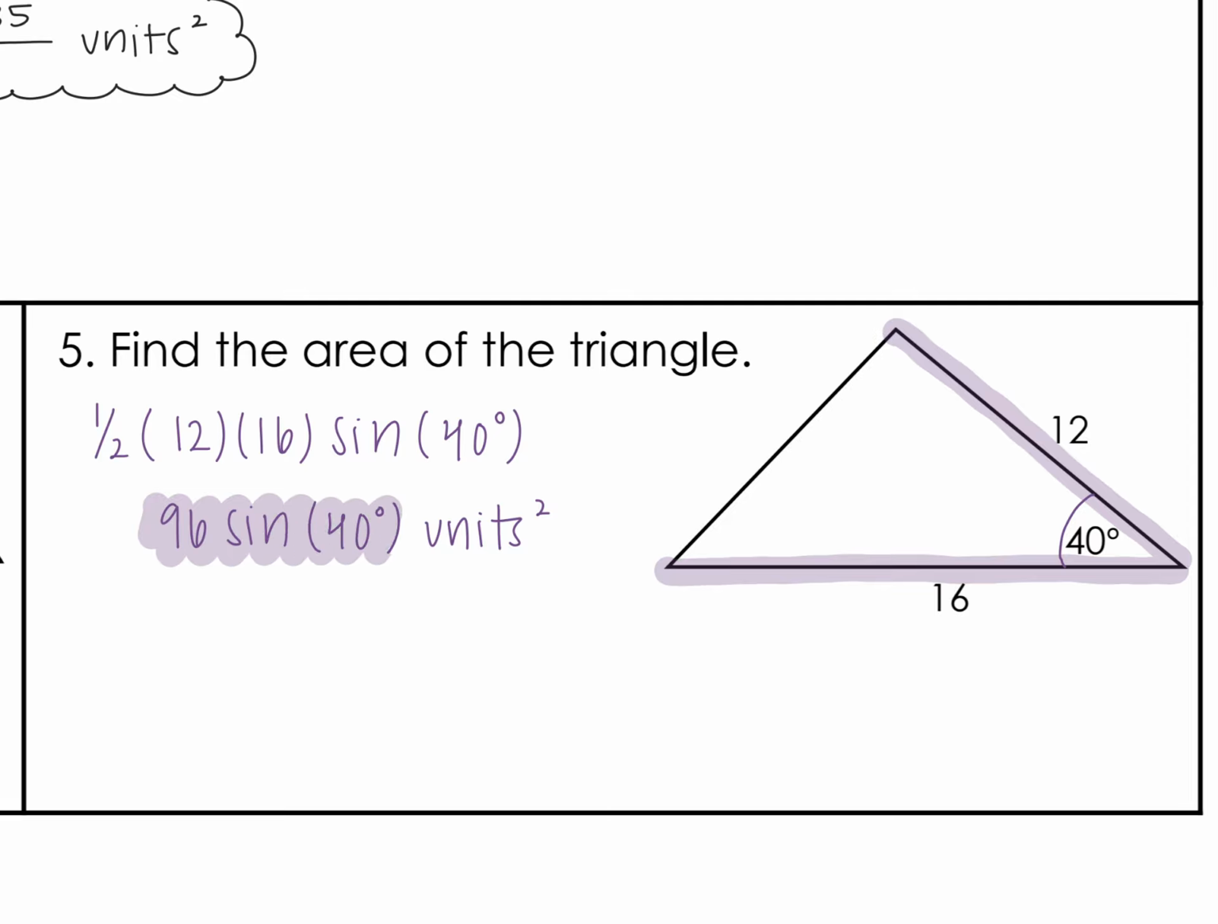The one thing I do want to mention that I did see in my classes when we were going through this is just make sure you're only taking half of one number. It doesn't matter which one. You could have done 1/2 of the 16 to get 8. Multiplying that 8 times 12, you still get 96. Please do not take half of both of them though. That's going to be a big issue. So just half of one of them, since they are all being multiplied together.